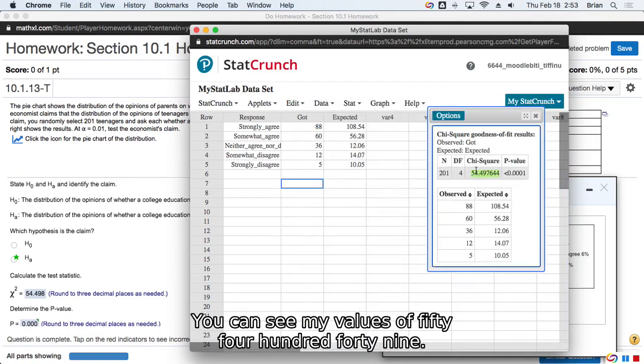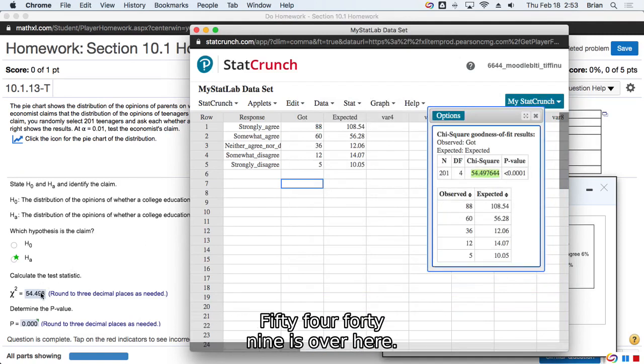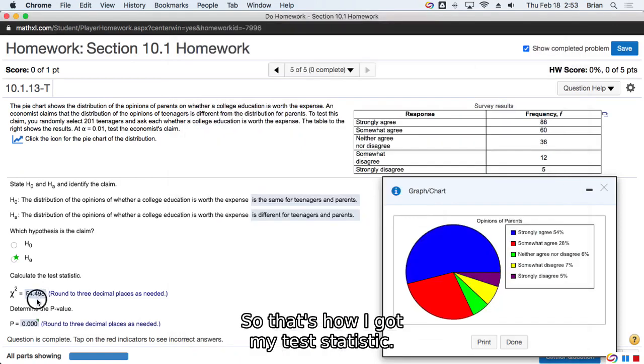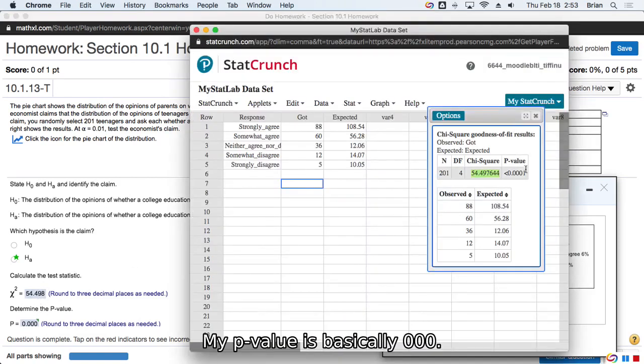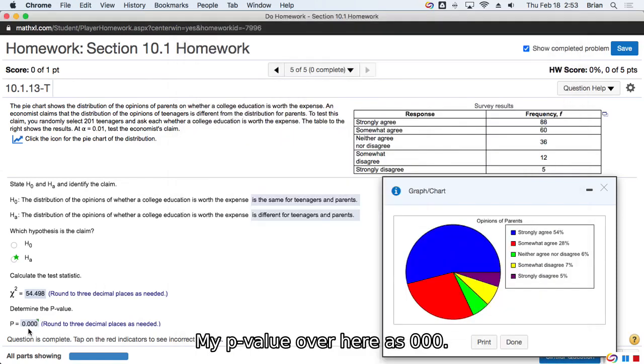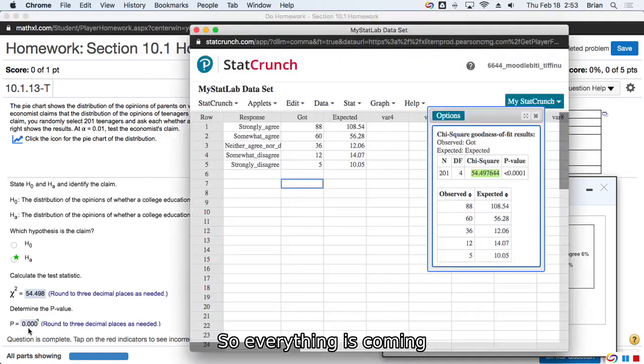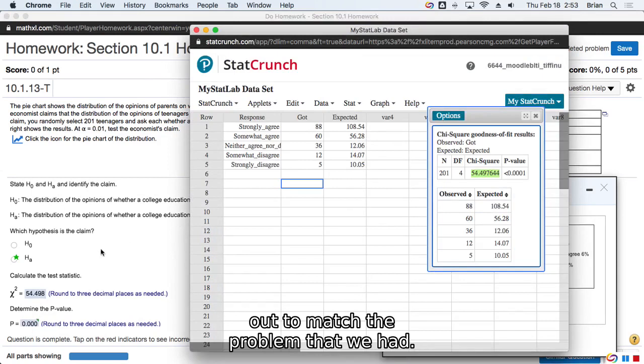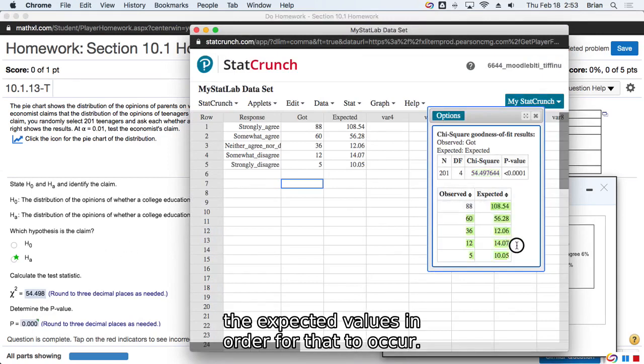You can see my value is 54.49. 54.49 is over here. So that's how I got my test statistic. My p-value is basically 0.00. My p-value over here is 0.00. So everything is coming out to match the problem that we had. But what I had to do is calculate the expected values in order for that to occur.